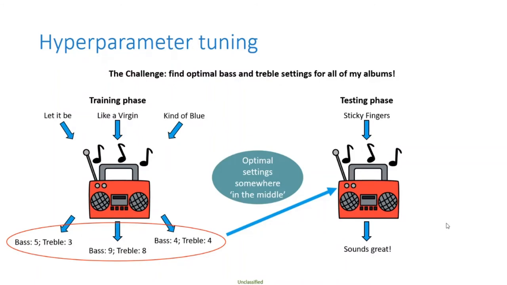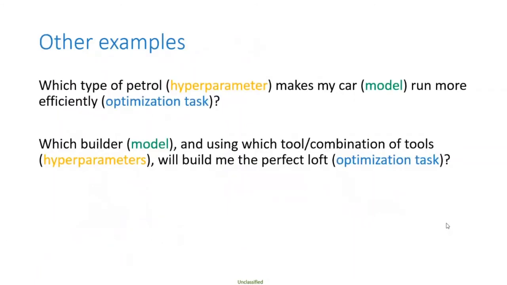So, other ideas about hyperparameter tuning. Let's consider that we have a car. This is our model and we want the car to run as efficiently as possible. So this is like trying to optimize a classifier or something. And so what do we do? We try different types of petrol, our hyperparameters in this case, and we find the one that makes our car run more efficiently.